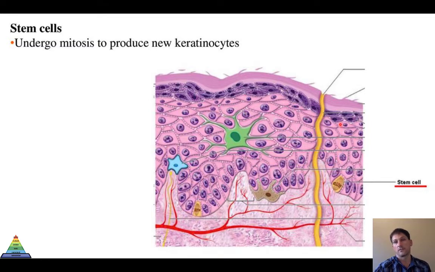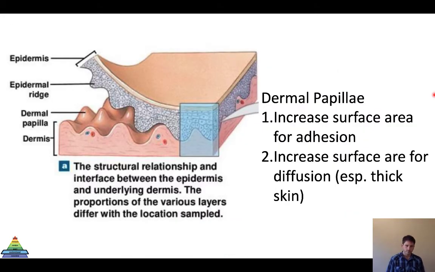And as those keratinocytes migrate up, they eventually get sloughed off. So that stem cell there is not going to make a bone cell or a nervous cell, right? So again, an example of unipotency.